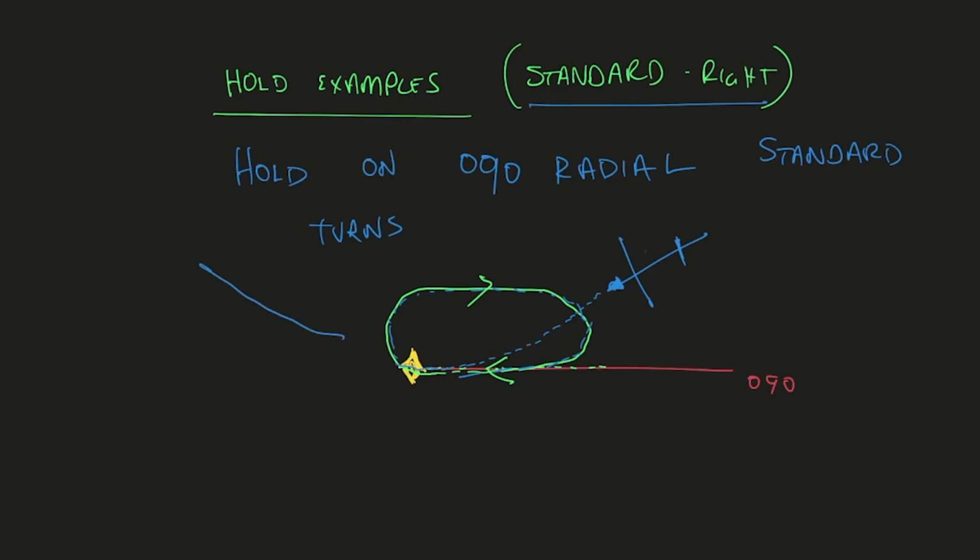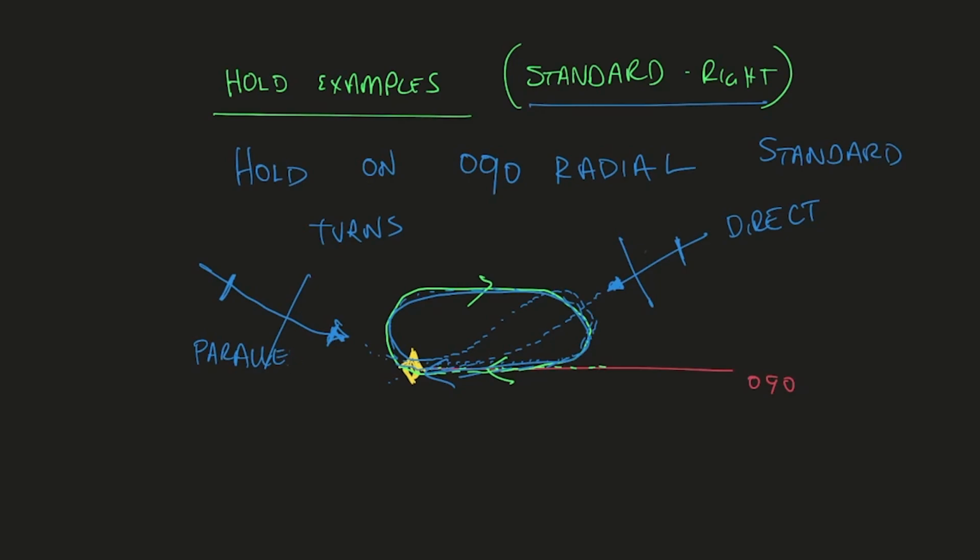So let's say you're coming from the opposite direction, and they still tell you to hold on the 090 radial. You're still going to have to cross the VOR, but in this case we're going to enter what's called a parallel entry. There are really three types of entries, and this one is parallel. Parallel means you're going to fly in the opposite direction of the inbound turn. You're going to do a left turn, opposite to the standard turn, and then enter the pattern. So you turn left right back to the radial.